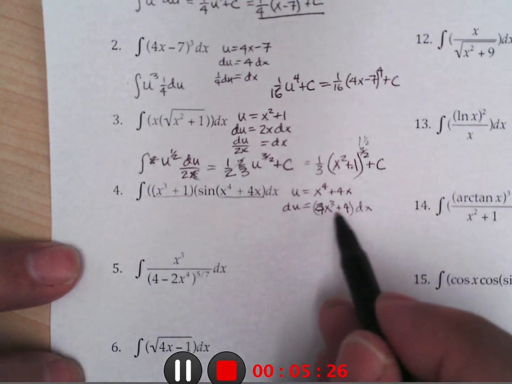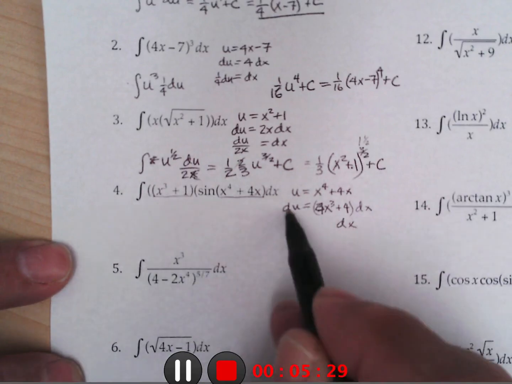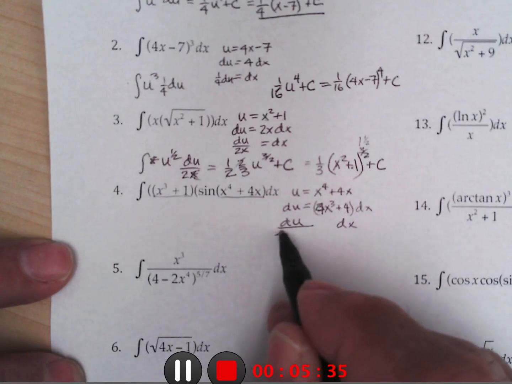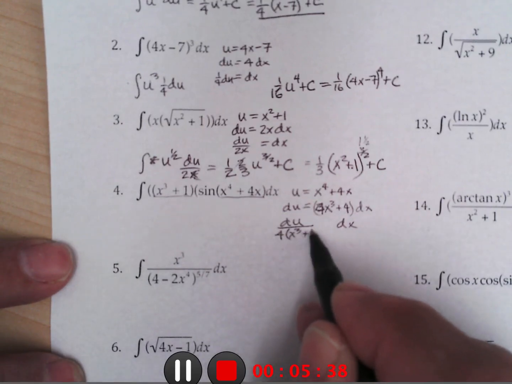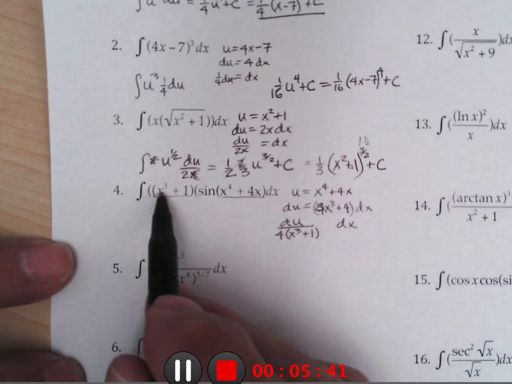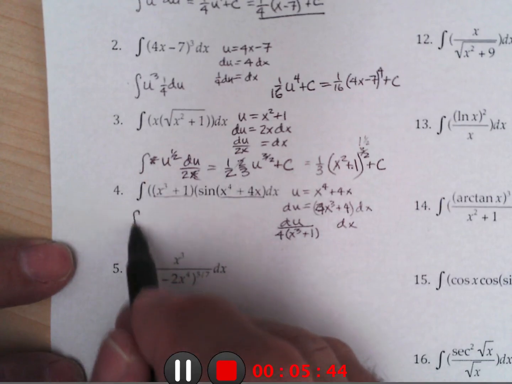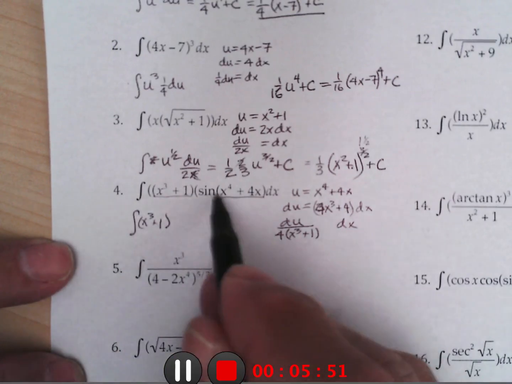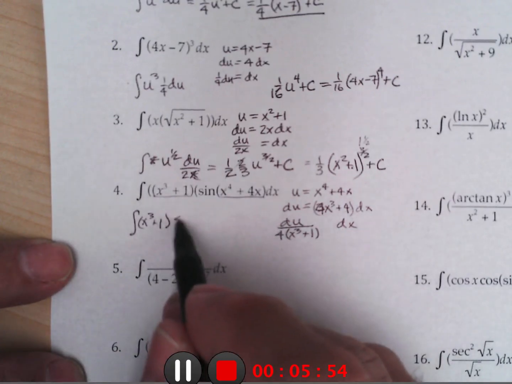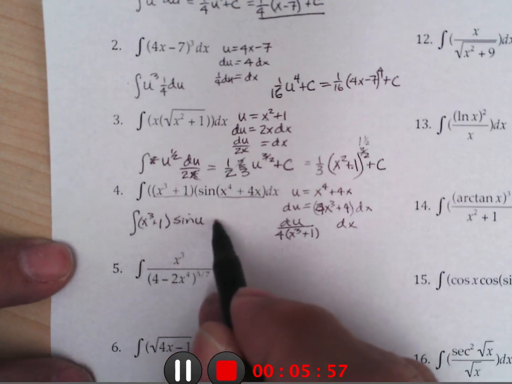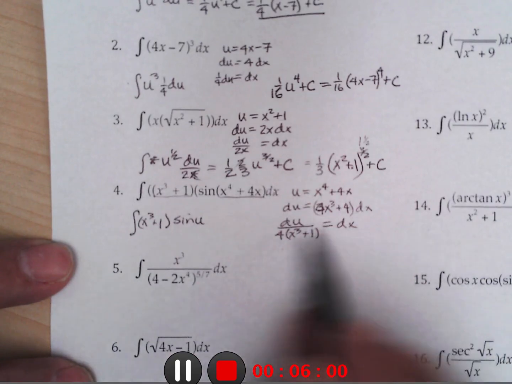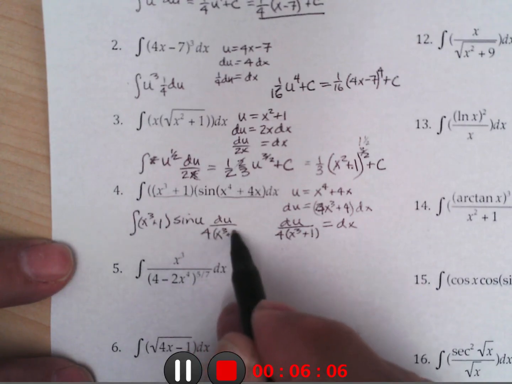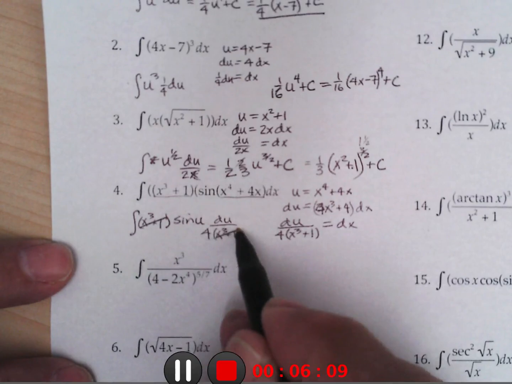And if I solve for dx, it's going to be du over this, but I can factor a 4 out of that and make it 4 times (x to the third plus 1). That's what I saw was going to happen. So this integral will become x to the third plus 1. I am replacing that stuff with a u, sine u, and the dx becomes du over 4 times (x to the third plus 1). Those x to the third plus 1s fortunately cancel.